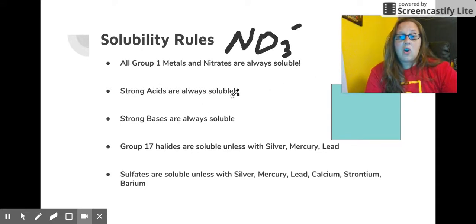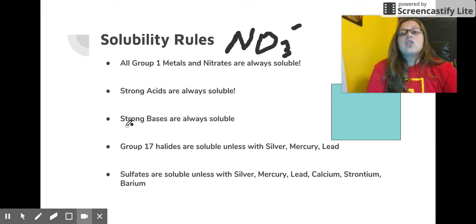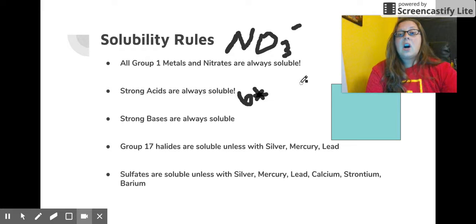Strong acids are always soluble. You should have a list of all of your strong acids. Strong bases are also always soluble. These strong acids, there are 6 that you need to memorize, and they are listed on your periodic table. If not, then I will make sure that I give them to you in class.